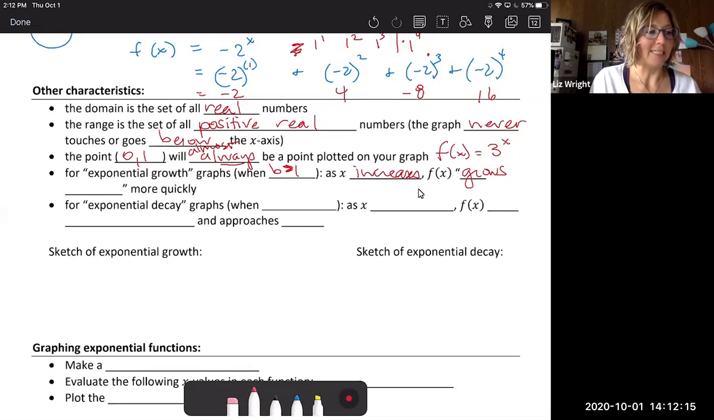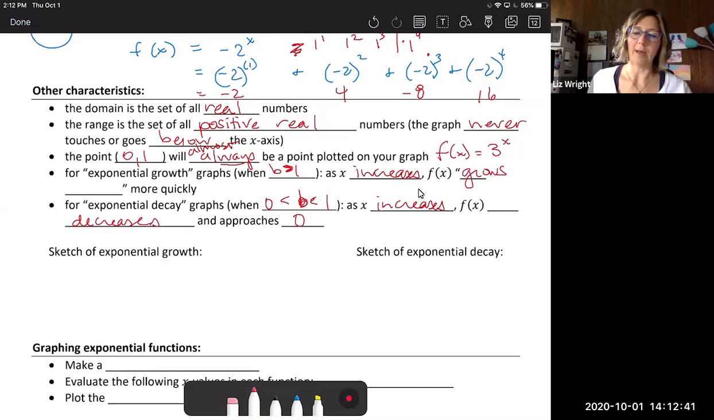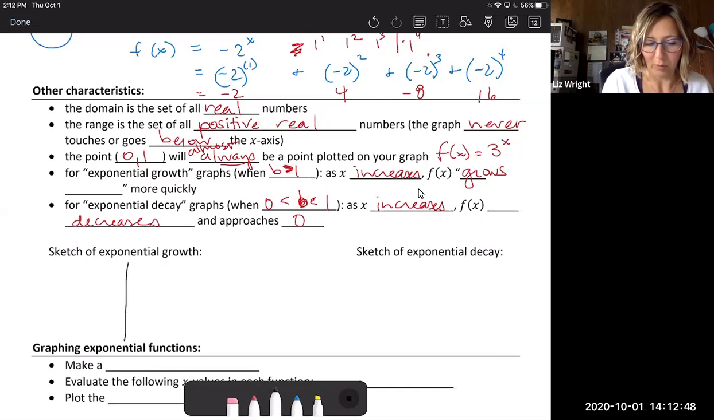For exponential decay, this is for when our b is greater than 0 but less than 1. So as x increases, f of x is going to decrease and also approach 0. So f of x decreases and approaches 0. So just kind of a sketch of our exponential growth graphs.